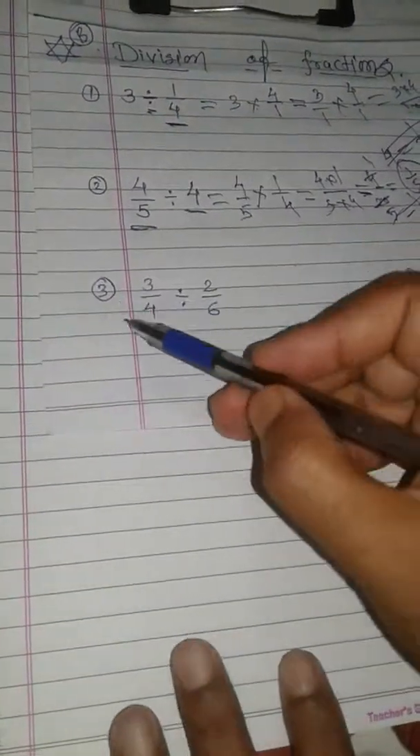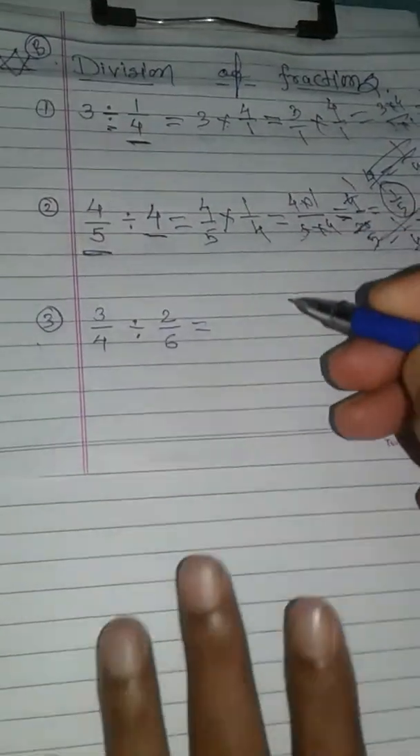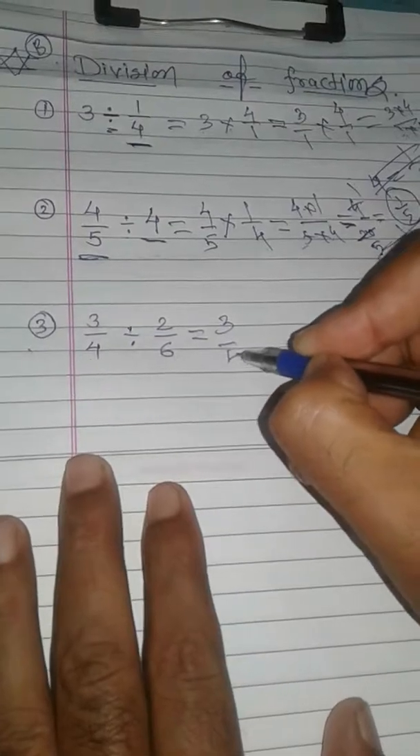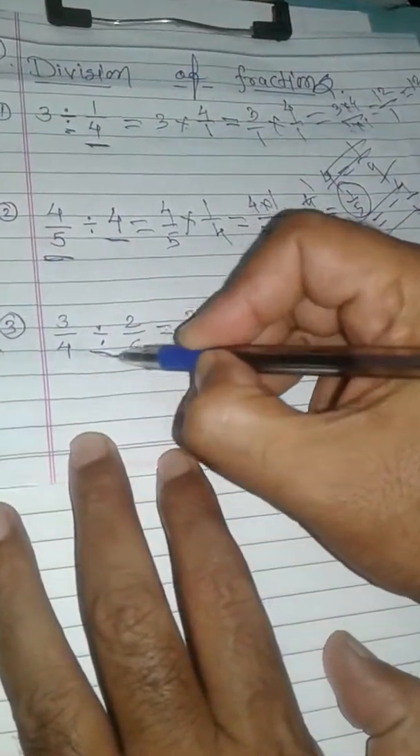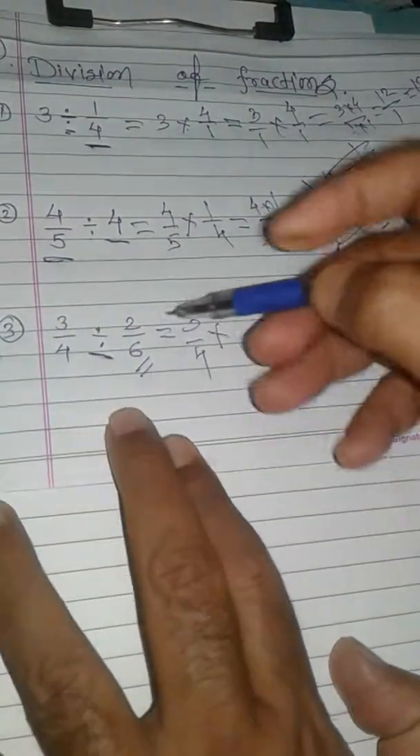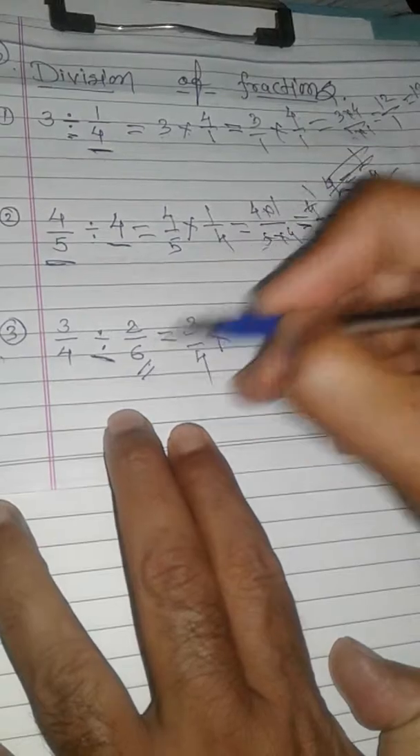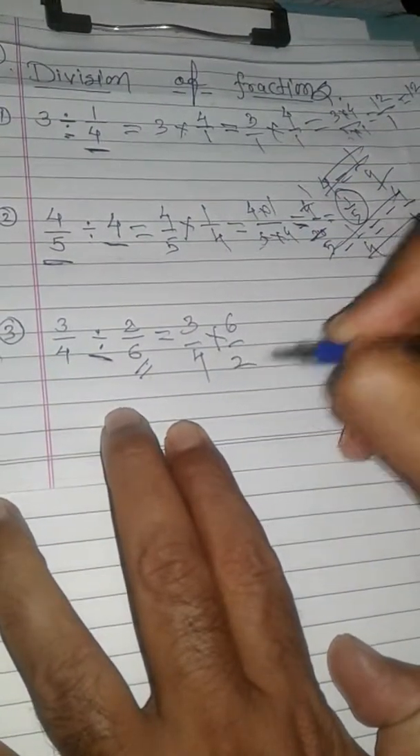Let us go to example number 3 now. What is here now? Here 3 by 4 should be as it is. Now here division means the multiplication of the multiplicative inverse of the divisor. Here the divisor is 2 by 6. The multiplicative inverse of 2 by 6 is 6 by 2.